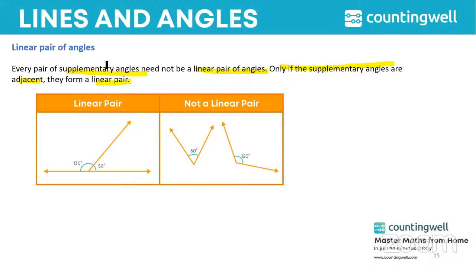And if any of these conditions are not satisfied, then they are not linear pair of angles. So every pair of supplementary angles need not be a linear pair. And if supplementary angles are adjacent, then only they are a linear pair. So in addition to the angles being supplementary, one more condition should be there, that is they should be adjacent, to be a linear pair of angles.